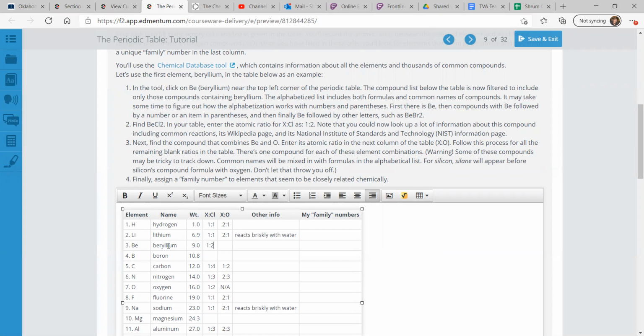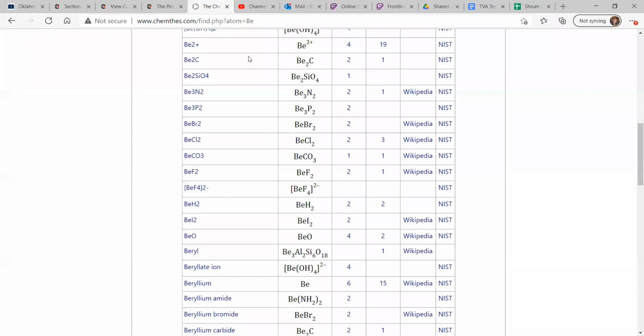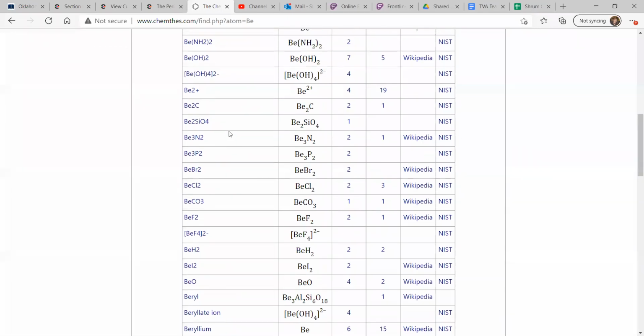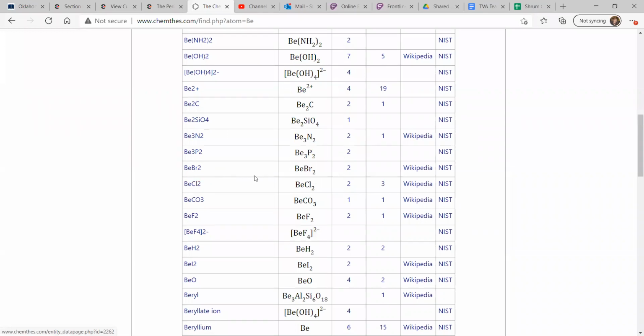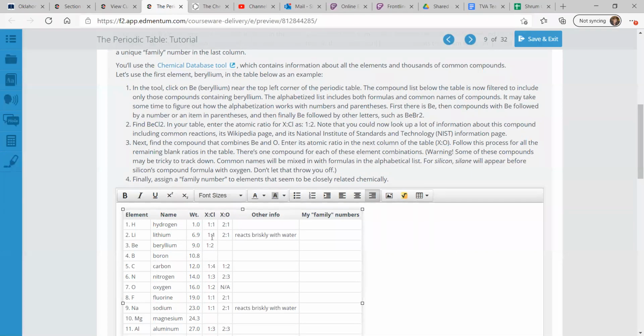So we're typing in X to chlorine. This is the ratio of this substance to chlorine. And we looked at beryllium and chlorine. See? For every one beryllium, you have 2 chlorine. So that's a 1:2 ratio, and that's why we put it there in that element to chlorine ratio.